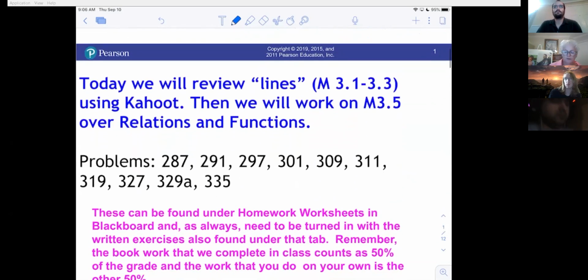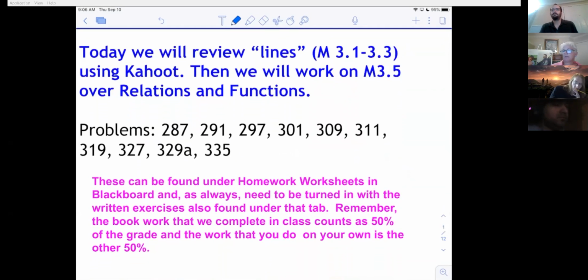So today what we're going to do is review. This is pretty quick again. We're not spending a whole lot of time on this, but we do have some time today. We're going to review lines from sections 3.1 through 3.3 using a Kahoot. If you participate in the Kahoot, I will give you more credit on your homework. So just keep that in mind. And then we're going to work through these problems. I'm going to put y'all in groups, and in each group I'm going to assign a couple of problems so that when we come back into the classroom, you'll be responsible for explaining those problems to the rest of the class.